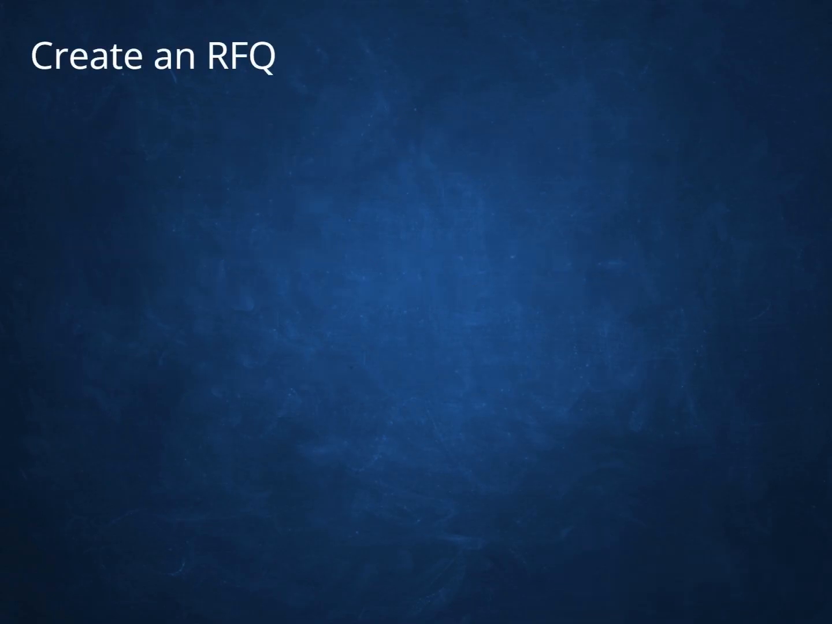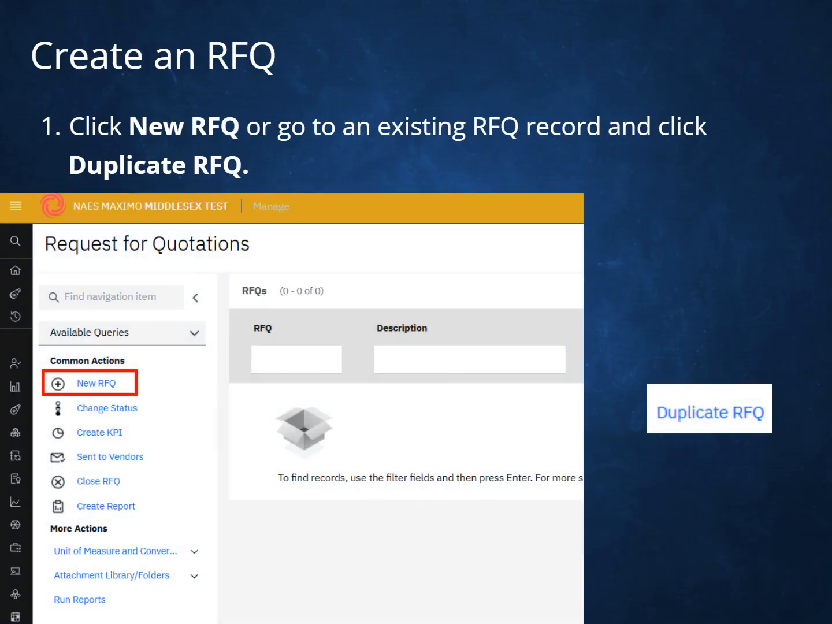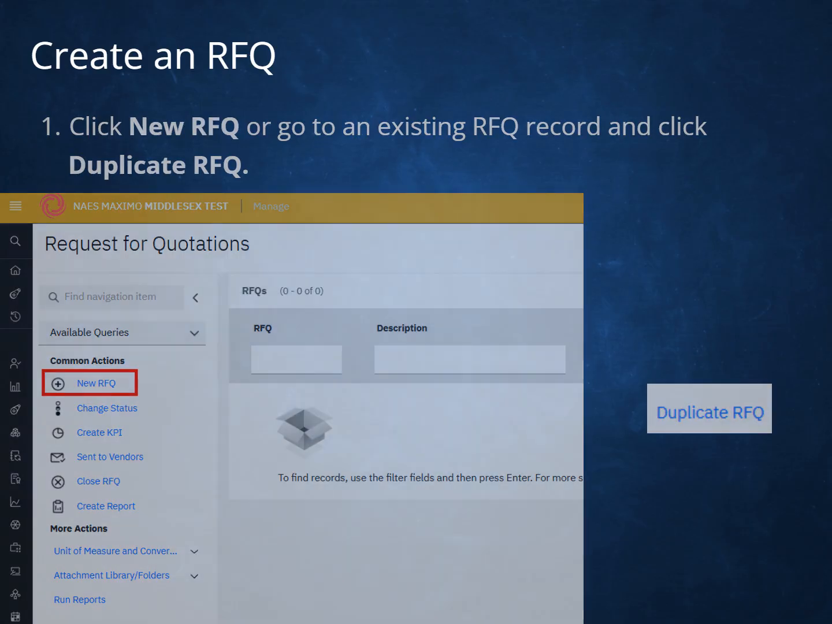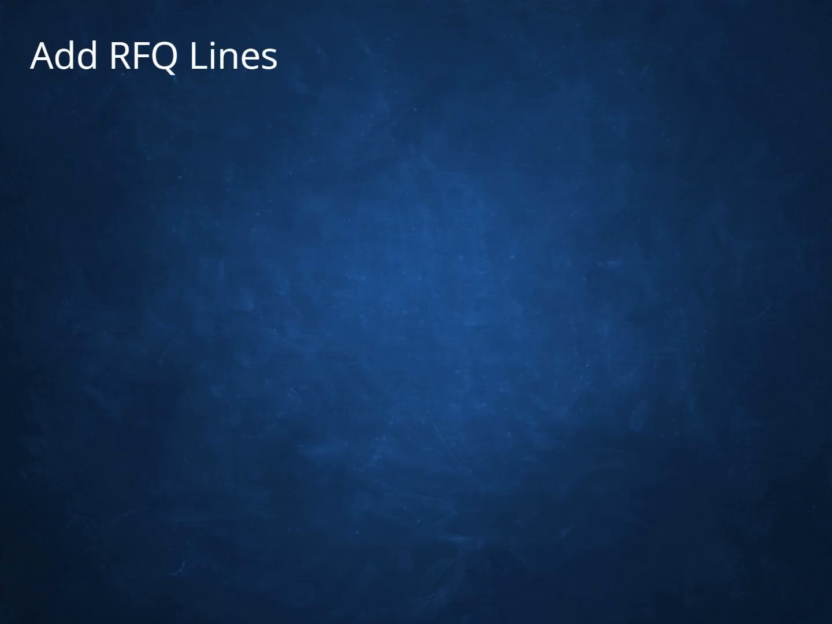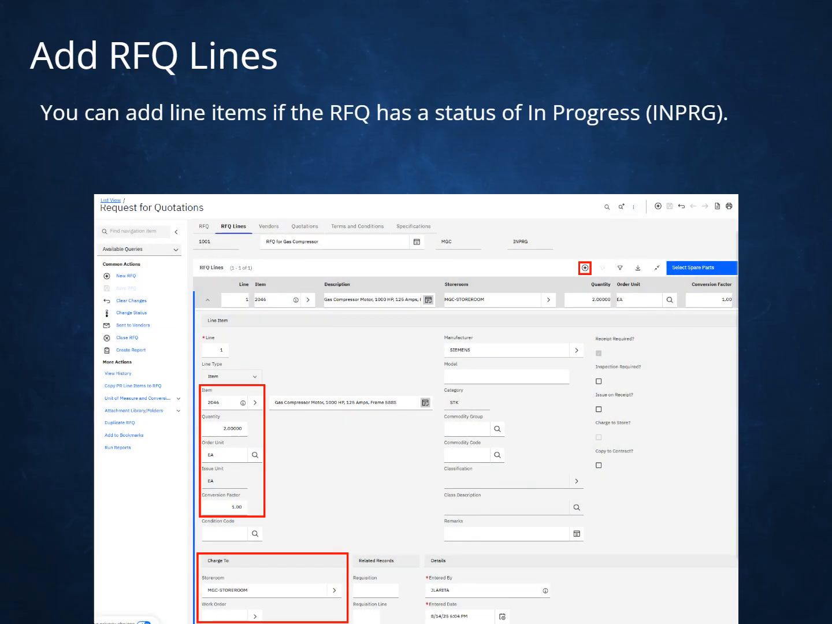Create an RFQ. 1. Click New RFQ or go to an existing RFQ record and click Duplicate RFQ. 2. Type a description. 3. Specify details such as required date, terms, ship to information, and reply to information. Save the record. Add RFQ lines. You can add line items if the RFQ has a status of In Progress, INPRG.